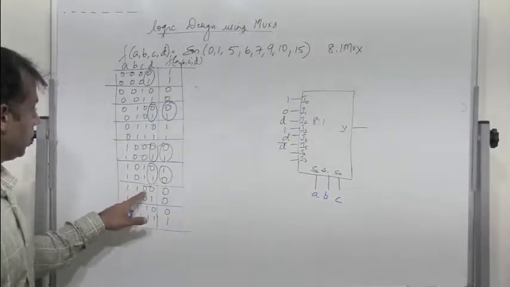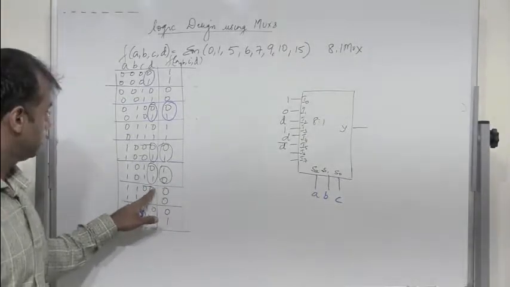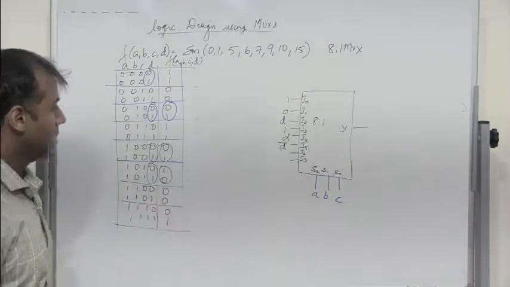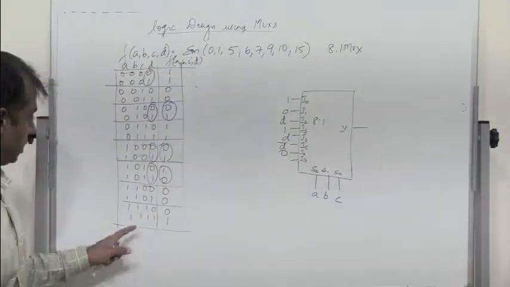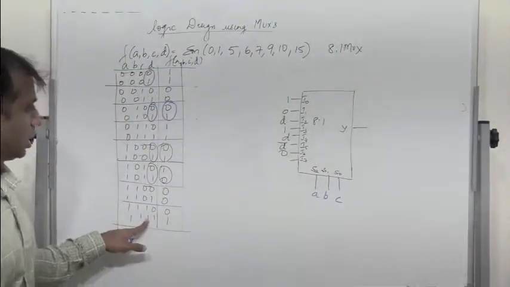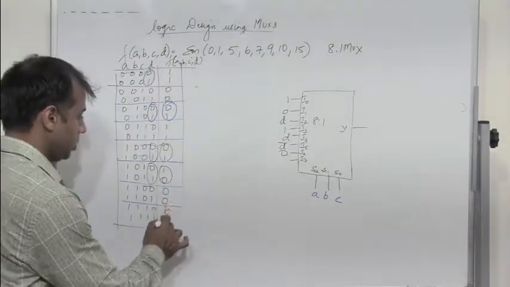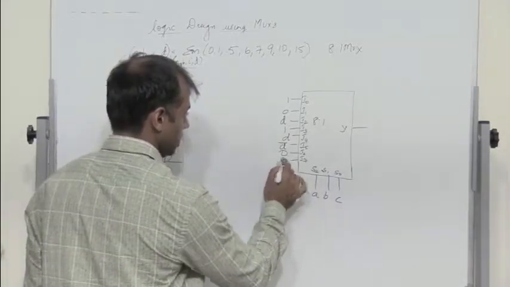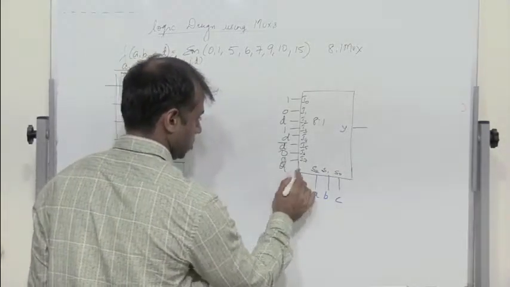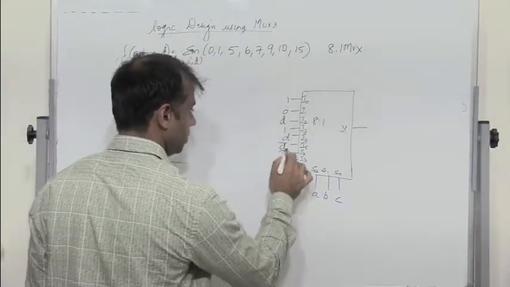Next, for 1, 1, 0, irrespective of the value of D, 0, 1, I get 0 at the output. So connect 0 to I6. And for the next one, 1, 1, 1, I7 appears at the output. I find that the output is the same as D. So connect D to I7. So fairly simple.